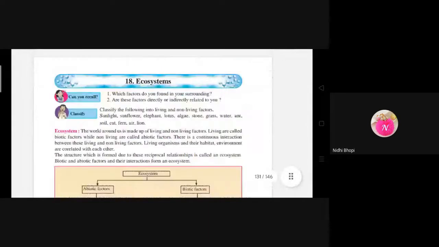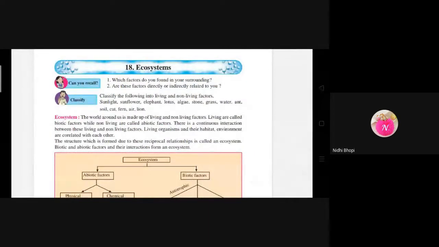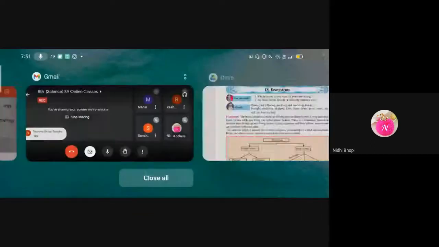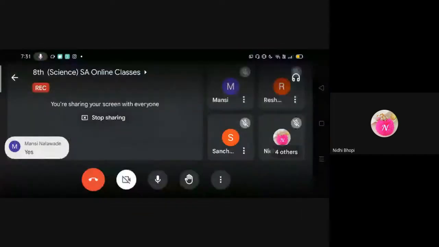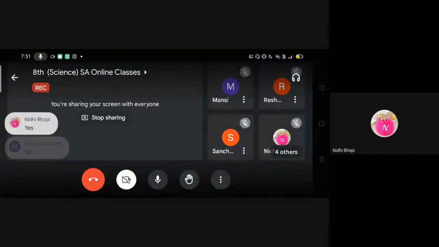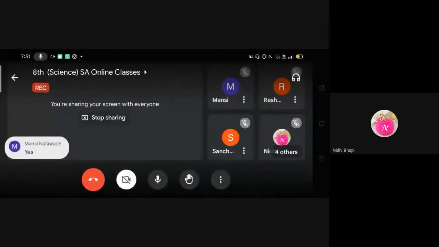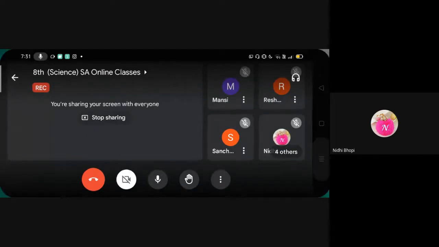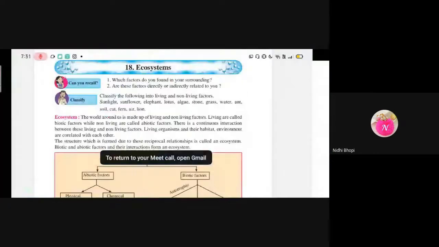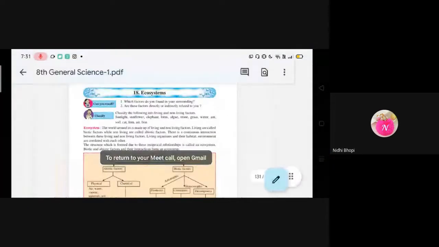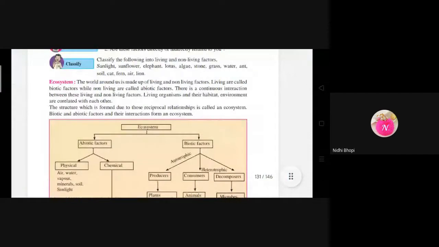Okay, so we will be revising ecosystem today. All are having the lesson? Ecosystem again. Try to answer. If not, then I'm going to tell you. It doesn't matter whether I have taught you this or not, I'm going to tell you the answer. So let's revise.